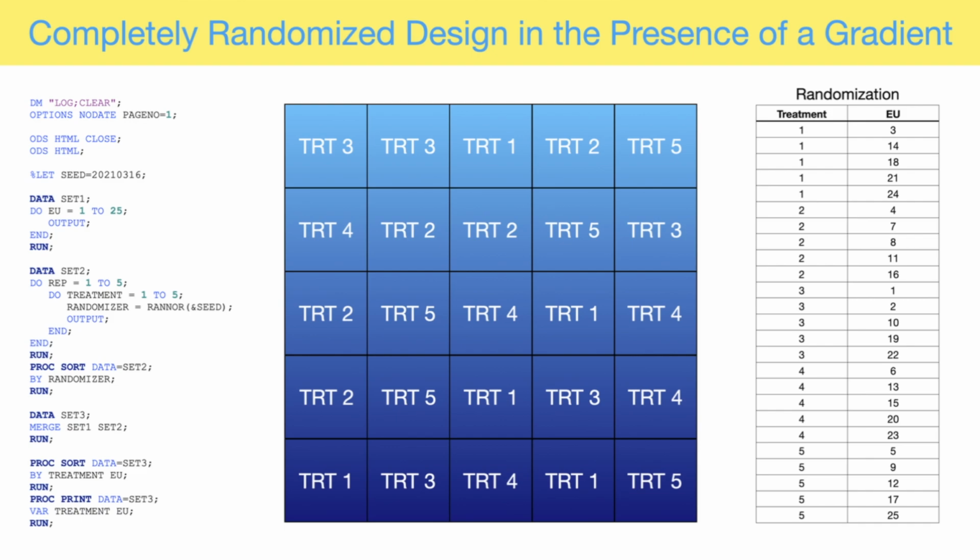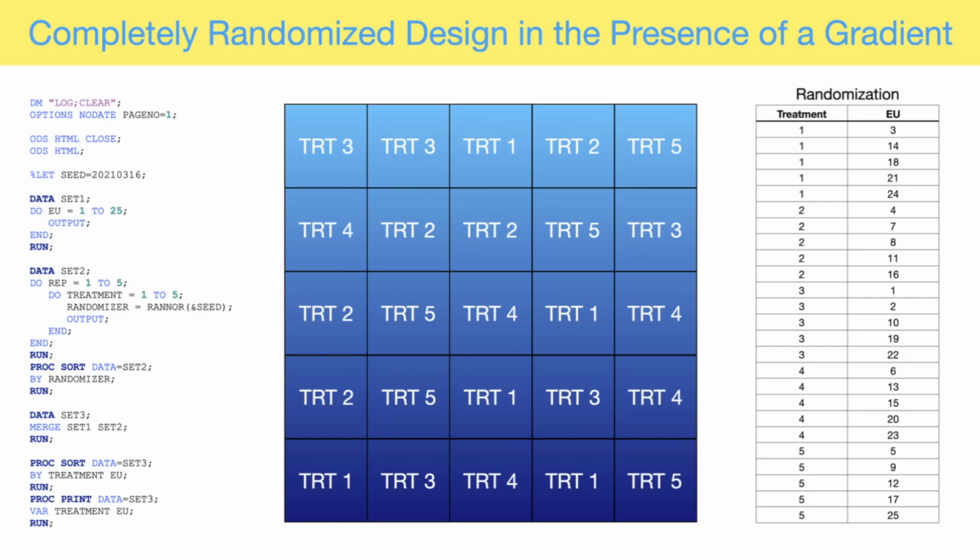Now let's suppose that we have decided to use a completely randomized design, even though we've got this gradient or heterogeneity in the experimental material. We may decide to use a completely randomized design because we may not be aware of the heterogeneity that exists in the experimental material. That's certainly one possibility.